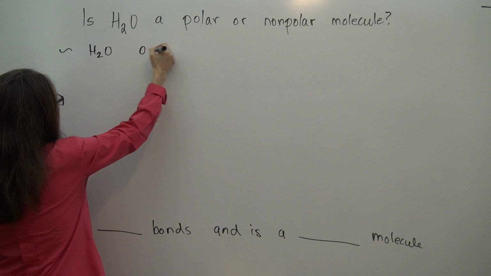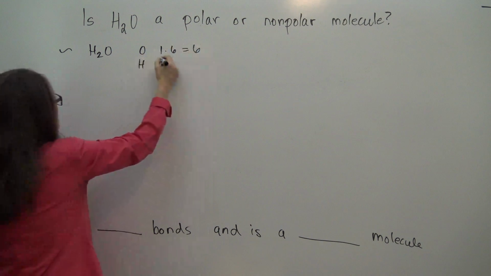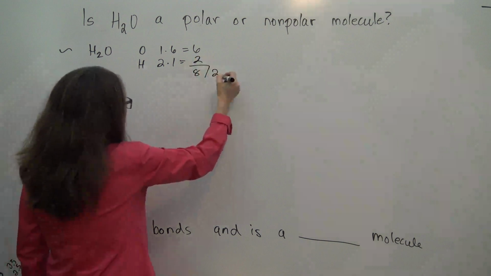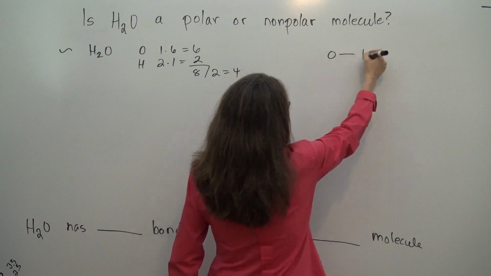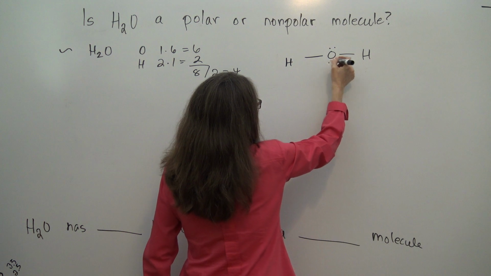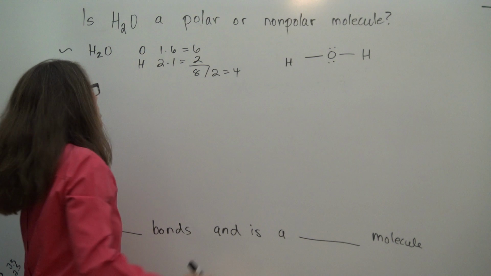H2O. I have one oxygen. It's going to bring me 6 valence electrons. I have 2 hydrogens. Each brings me 1. That gives me 8. I have 4 pairs to spend. I need to pick a central atom. Oxygen is always good, hydrogen is always bad. That is the Lewis structure for water.